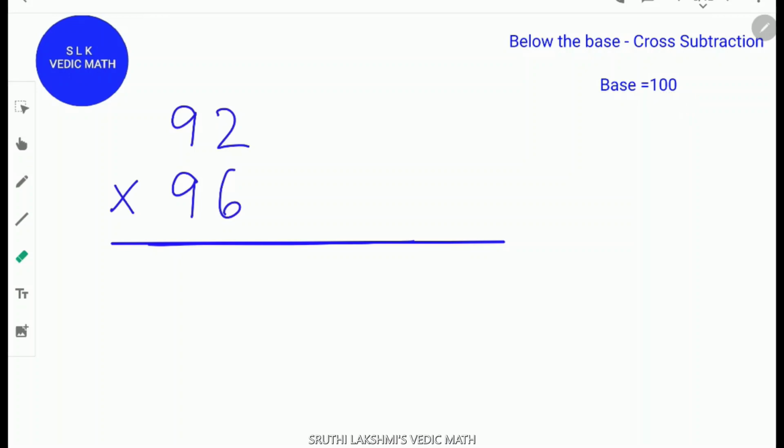Next, find the difference between 92 and the base 100, which is minus 08. We write 8 as minus 08 because we put a minus sign over here to show that 92 is 8 less than the base 100. We put a 0 in front of 8 because the base 100 has 2 zeros, so there are supposed to be 2 digits in the right-hand side.